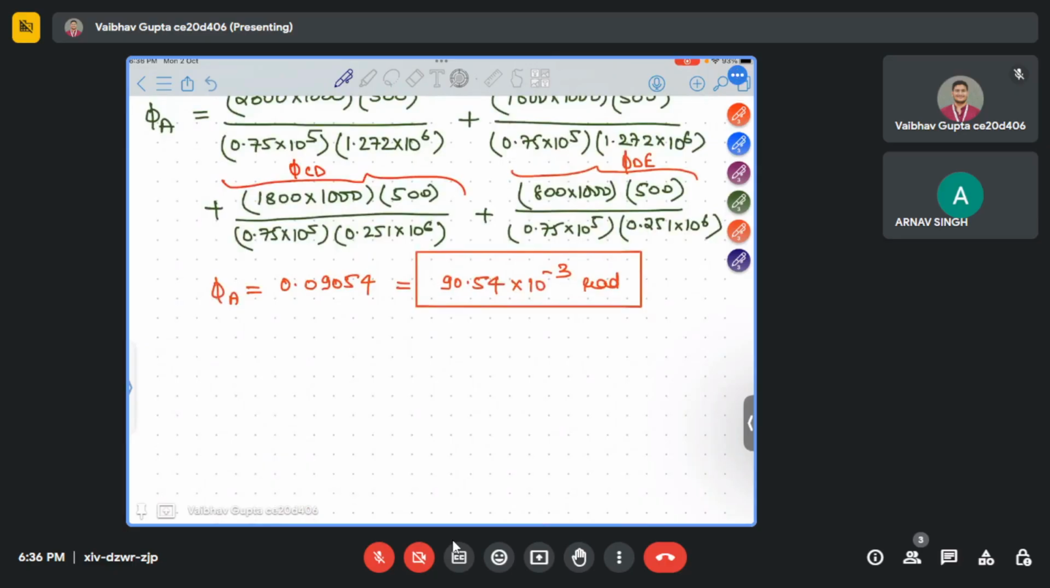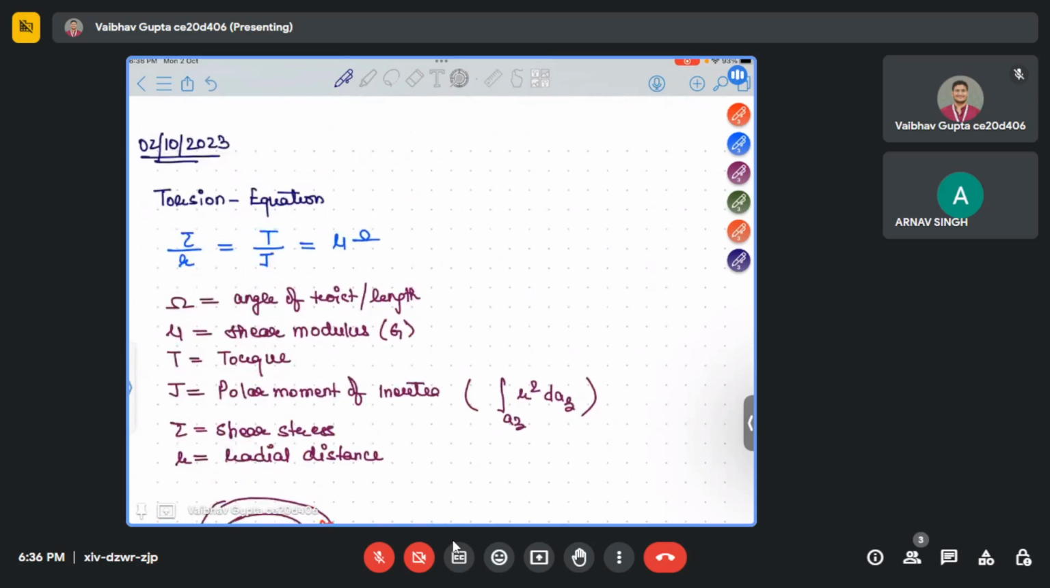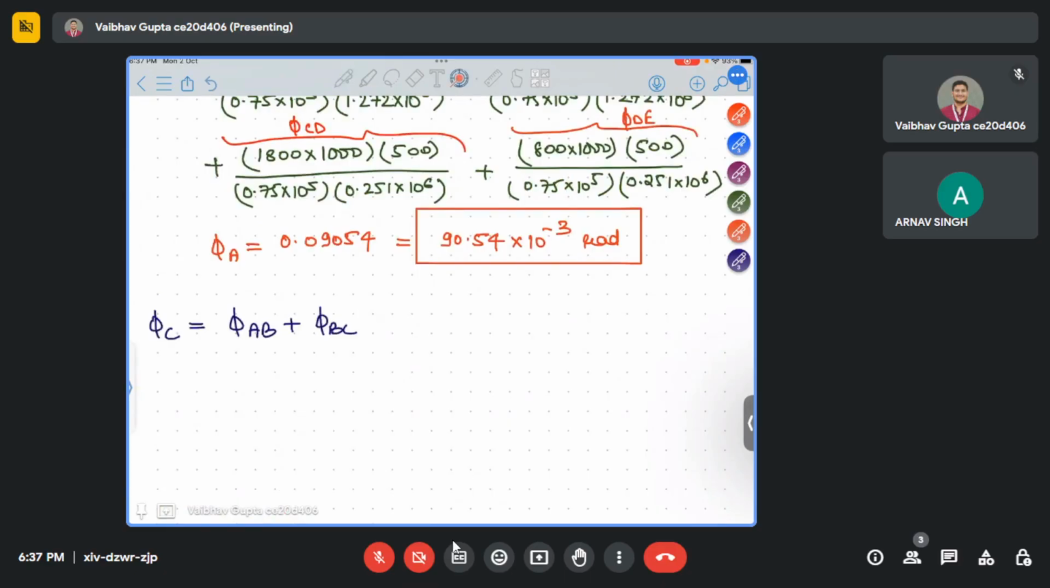So for phi C, we'll calculate phi AB plus phi BC. This is the magnitude of twist. In the formula, this omega is nothing but the angle of twist per unit length, so we are multiplying by length to get the twist. That is why I am writing the unit as radian in the final answer. You should know all these things.